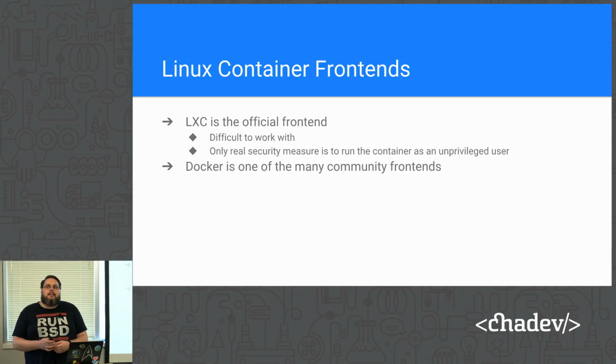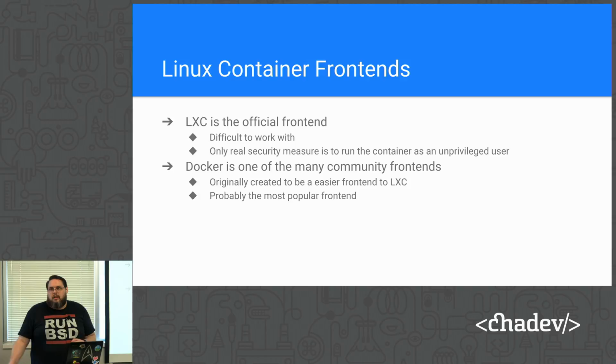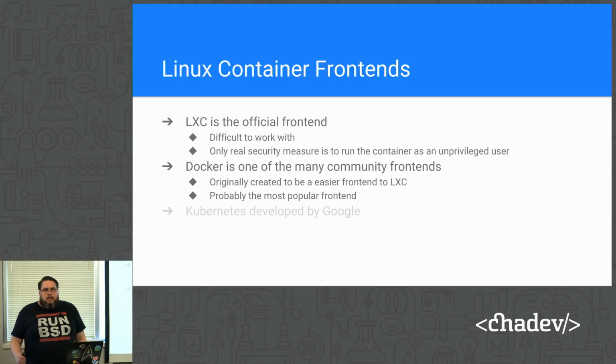Then Docker came around as one of the bigger and more popular front ends to LXC. It made working with LXC a lot easier, but as Docker grew, they got to the point to where that wasn't ideal, that wasn't good enough for them. So then they rewrote and became their own interface to the jail system call, or the container system calls and everything. And then another popular one is Kubernetes, developed by Google.